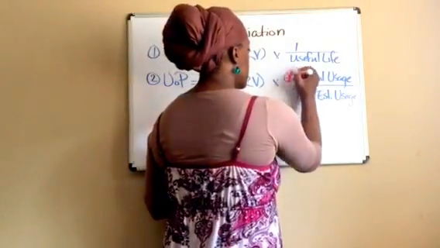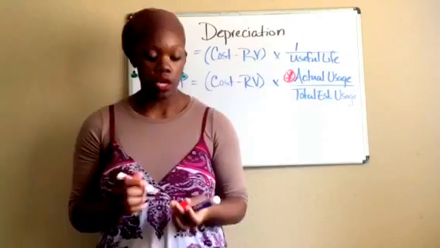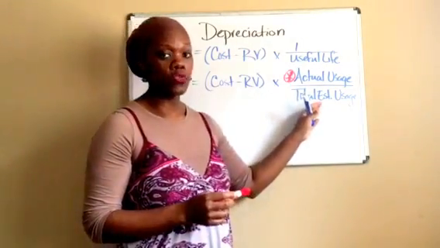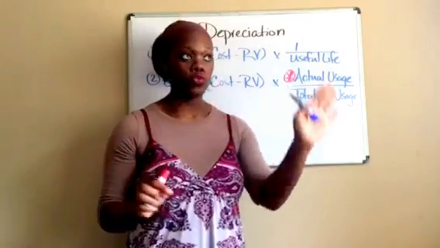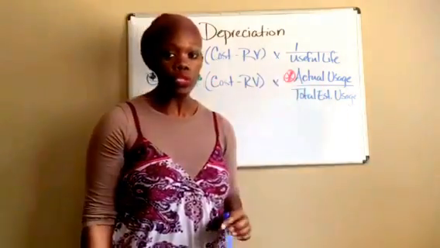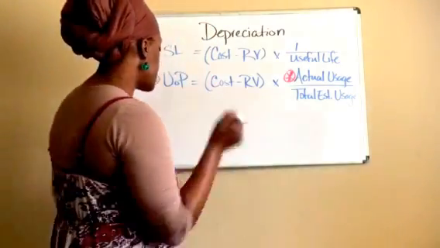Here is where your formula is going to change from year to year. Everything else, the cost minus the residual value, the total estimated usage, all of that's going to remain the same from years 1, 2, 3, 4, 5, however long you go. However, the actual usage is going to change every time. So that's the one you want to pay attention to.